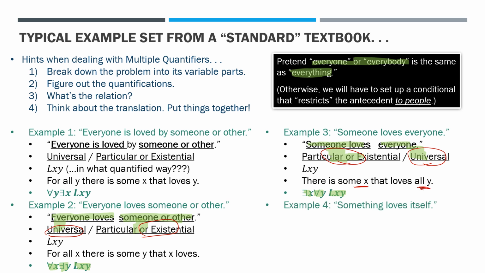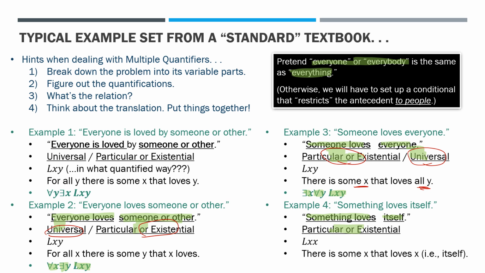How about someone loves itself, or something loves itself? So we have something loves itself. We just have something that is particular or existential. The relation is a little different because here we just have x loves x. So Lxx. So there is some x that loves x, i.e. itself. Thus we get there exists some x Lxx.